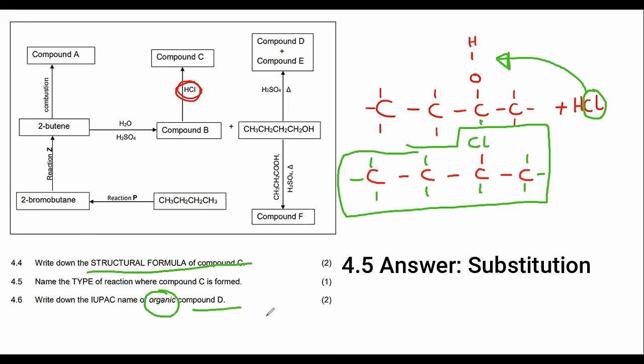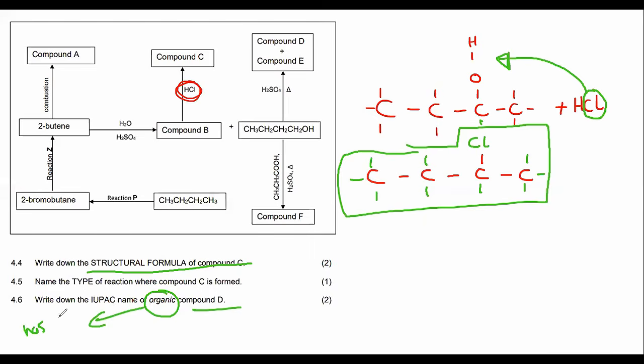Okay, then it says write down the IUPAC name of the organic compound D. Okay, an organic compound is anything that has carbon in it. So for example, water is not an organic compound. Right, let's try to see what's happening here. So let me explain something to you guys. Can you see that this molecule over here is an alcohol?